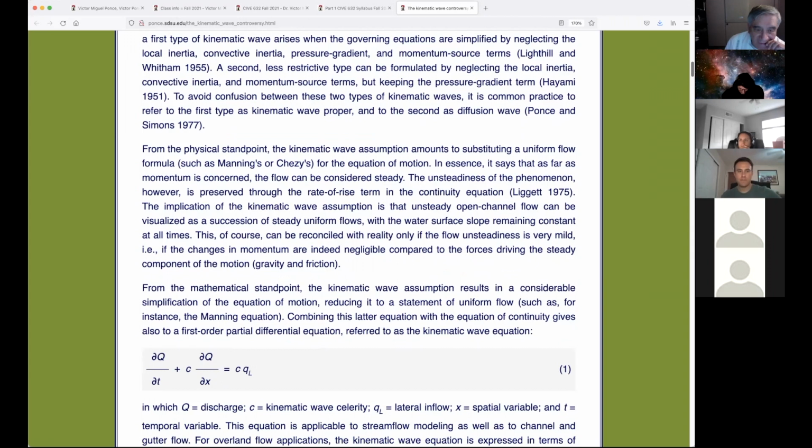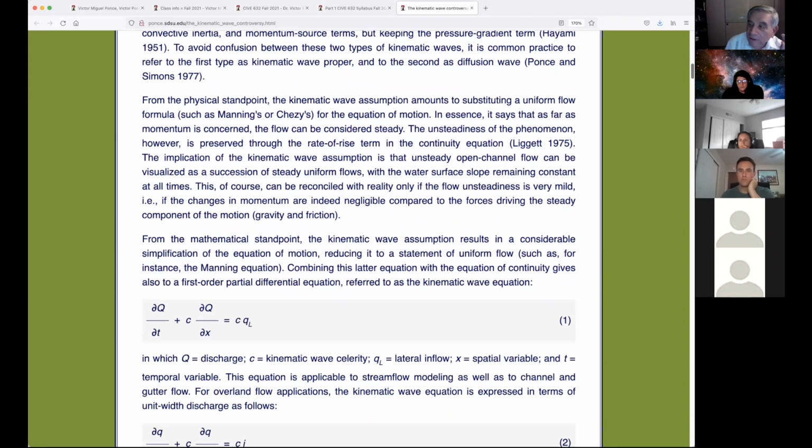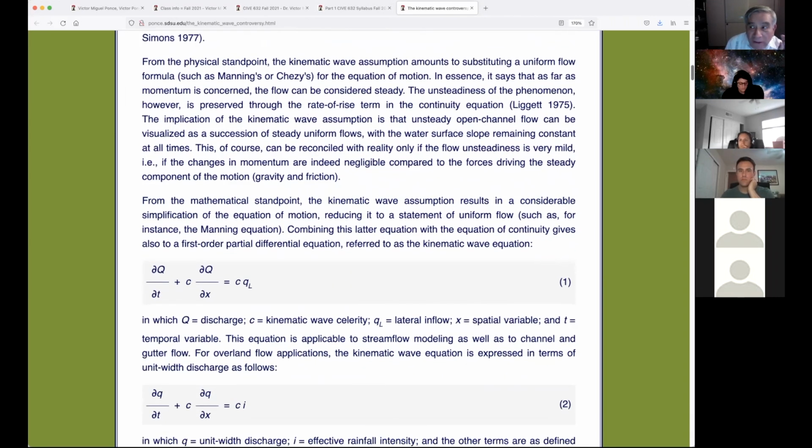Now, whether we can or cannot neglect the momentum, as I say in here, this can be reconciled with reality only if the flow unsteadiness is very mild. That is, if the changes in momentum are indeed negligible compared to the forces driving the steady component of the flow. So if the unsteadiness is very mild, you can call it kinematic. If it's very, very mild, then the flow will not diffuse. And that's it. We already know that. We repeated this in many ways.